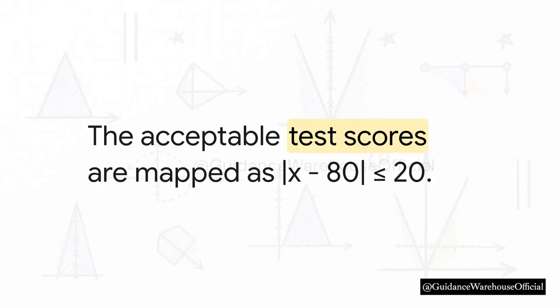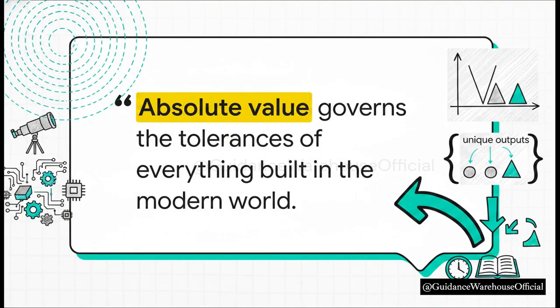We elegantly map this reality using a simple formula. The absolute value of x minus 80 is less than or equal to 20. The target is 80, the tolerance is 20. It's the exact same logic an engineer uses when manufacturing a microchip, or a machinist building an engine block. Absolute value governs the tolerances of everything built in the modern world.